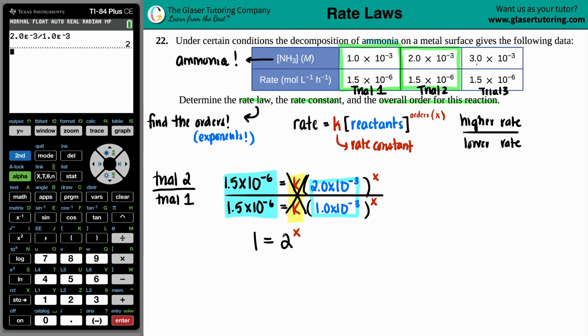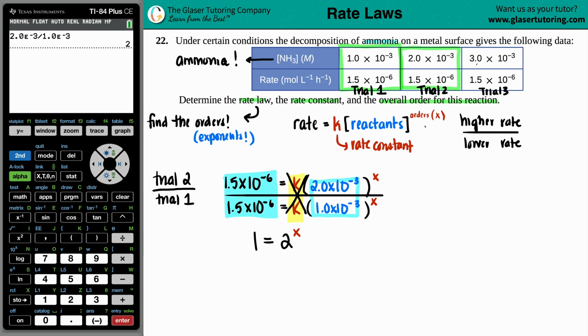We have to say to ourselves, 2 to the what will get me 1? Now this is a very specific exponent rule here, right? Because if I do 2 to a number, I will get 1. If I do 3 to that same number, I'll get 1. If I do 4 to that number, I get 1. Do we know what that x value is? Yeah, you got it. 2 to the 0. So even if I have a decimal, right, 0.56 to the 0, that's going to equal 1 as well.